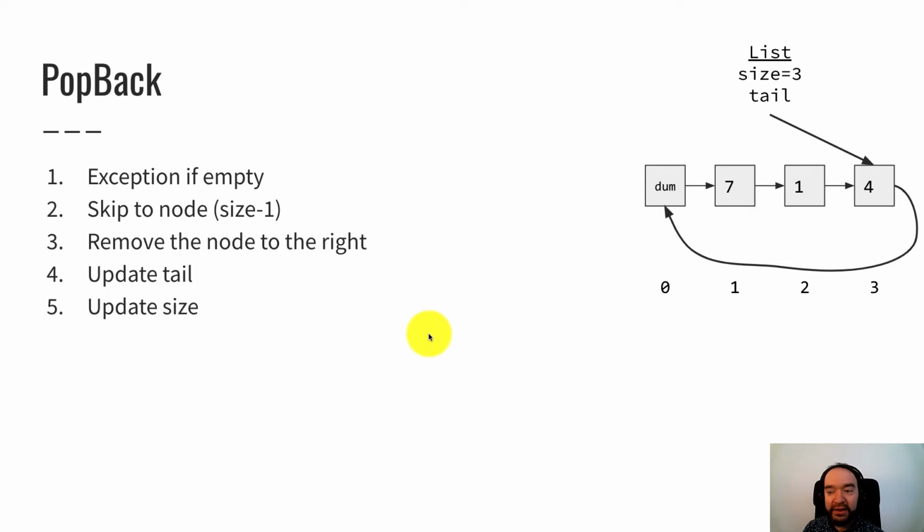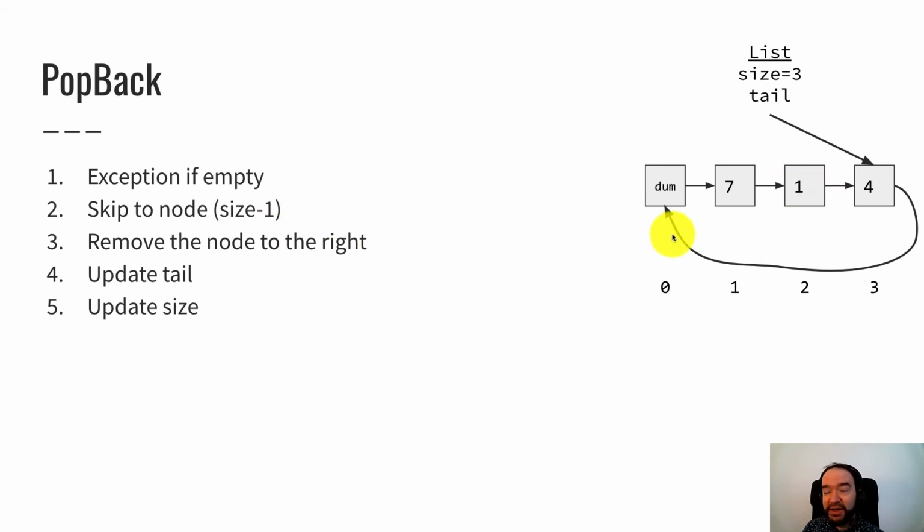Finally, PopBack. So this one's a little bit more complicated because we need to change the node pointers. Here's the algorithm. First, throw an exception if the list is empty. You can't remove the back element if the list is empty. Otherwise, skip to node size minus 1. Okay, that's the second to last node that contains an element.